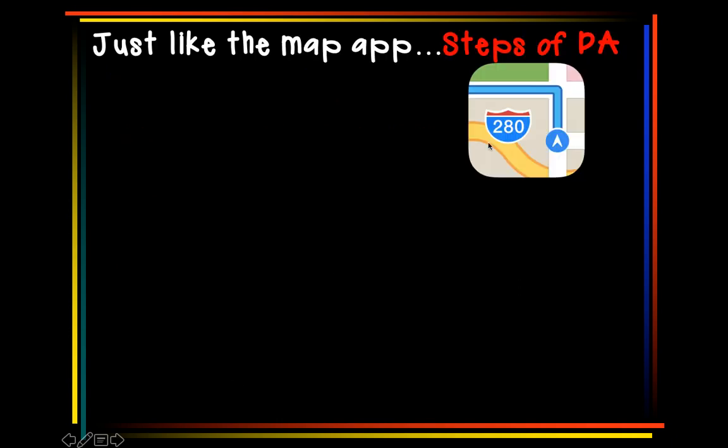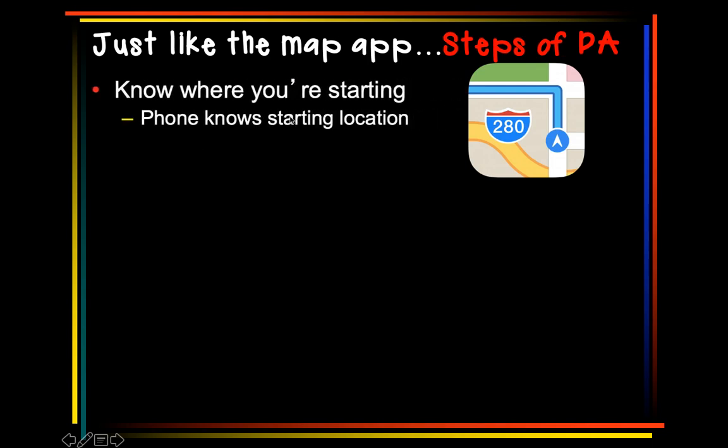All right. So the steps of DA are just kind of like how you would use a map app. You need to know where you're starting. Your phone would have to know the starting location, connecting to the satellite that says where your phone is. In DA, we say start by writing down the given. So you look at your problem and literally think, what is given? What information have I been given that I could start with? You literally would start by writing that down. It goes in the first spot in your math problem.